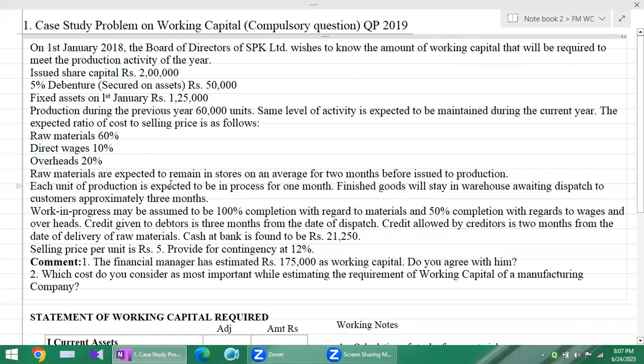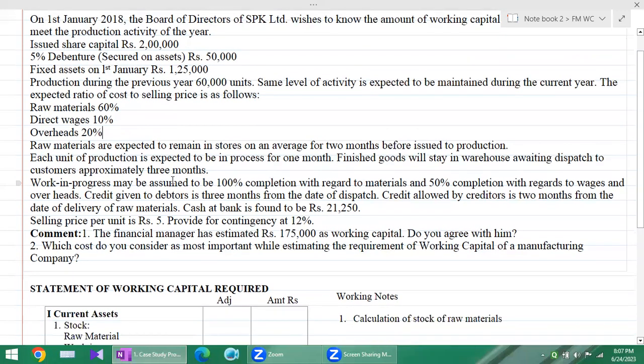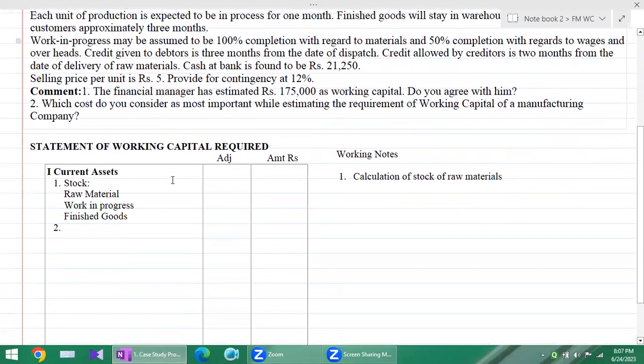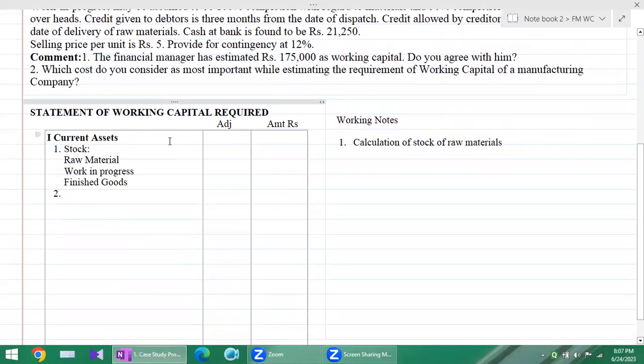So let's begin the problem. If you don't understand, feel free to comment in the comment box, so that I can move on to another problem also. Let's begin. Statement of working capital requirement. First, we'll have to draw this statement, wherein you are going to calculate the amount of working capital required for this company. And in working notes, let's begin with the calculation.